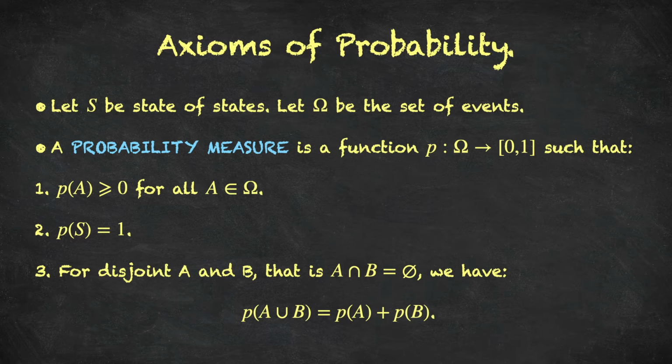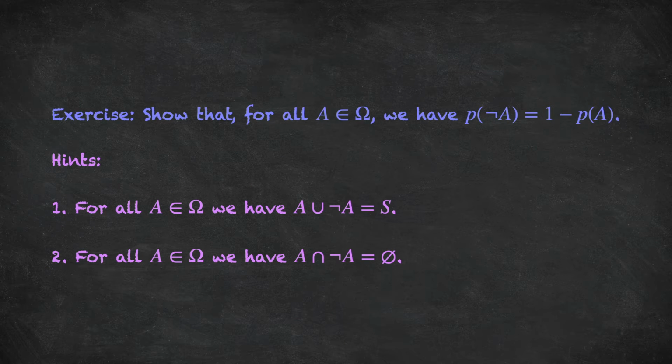As an exercise, and to get used to working with the axiomatic definition of probability, it's worth going through the following. So show that for any event in omega, so for all A belonging to omega, we have the following property, that the probability of not A, the probability of the complement of A, is equal to 1 minus the probability of A. Okay, so I've put some hints on the screen for you, which you can use to prove this.